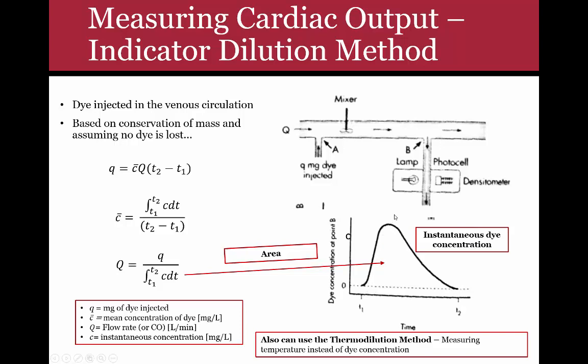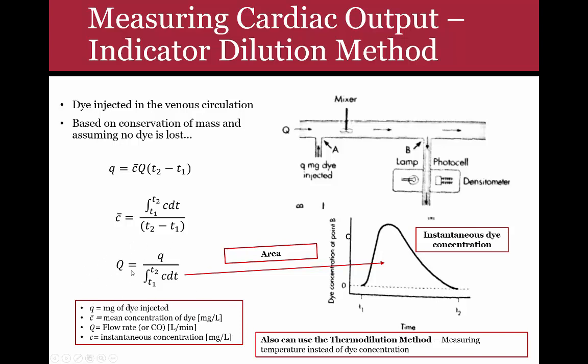and the concentration will go up initially, but then the dye will distribute to different parts of the body and then basically get excreted by the body, and you'll get this curve where you have an increase and then a decrease in dye. The area under the curve gives you the instantaneous dye concentration, that's right here, and the amount of dye you put in over the area under this curve will give you the flow rate.